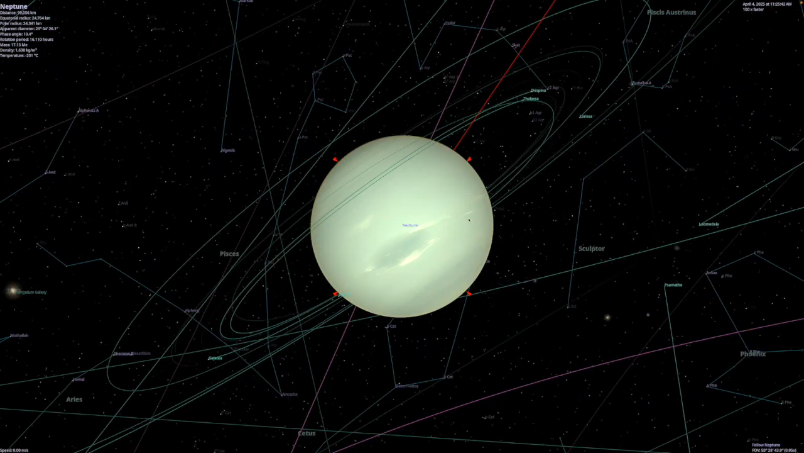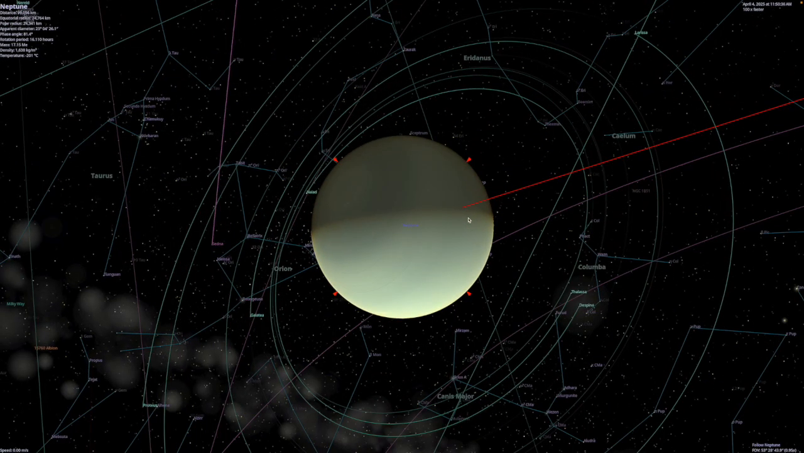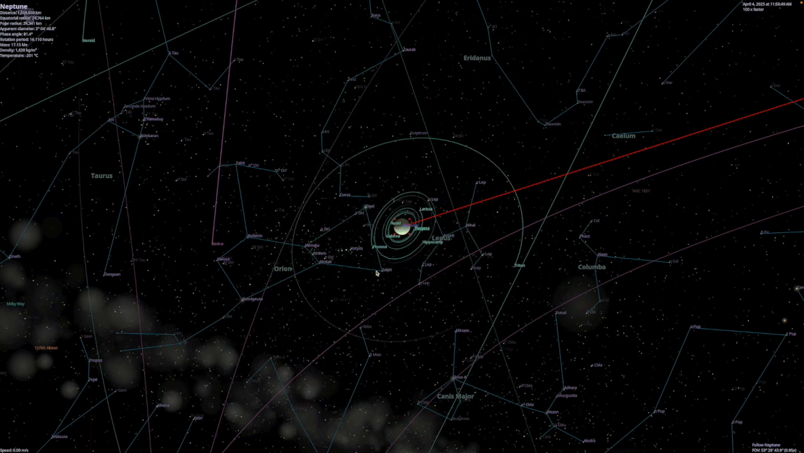Oh yeah, I forgot to show you. Jupiter has its storm, called the Great Red Spot, and Neptune has its own storm, the Great Dark Spot. It's the biggest storm in the solar system. And it has 13 moons. The biggest one is Triton.